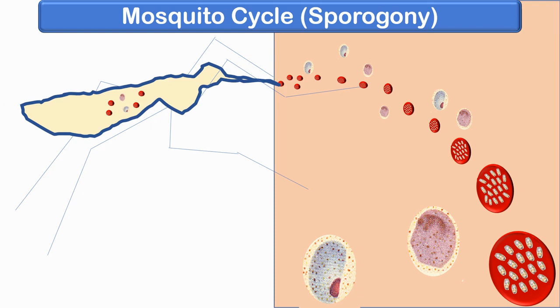The mosquito cycle, or sporogony. When a female Anopheles mosquito ingests parasitized erythrocytes along with its blood meal, the asexual forms of malaria parasite are digested, but the gametocytes are set free in the midgut of the mosquito and undergo further development.